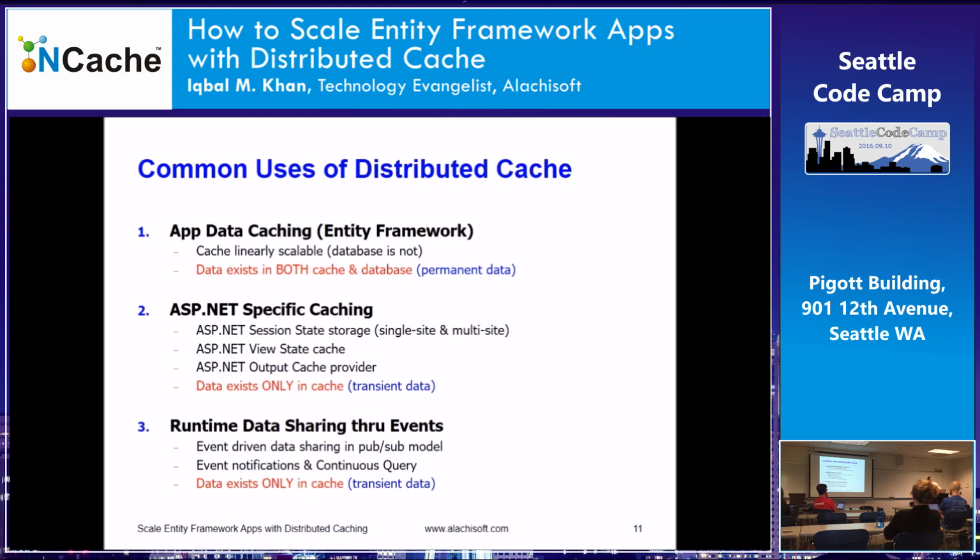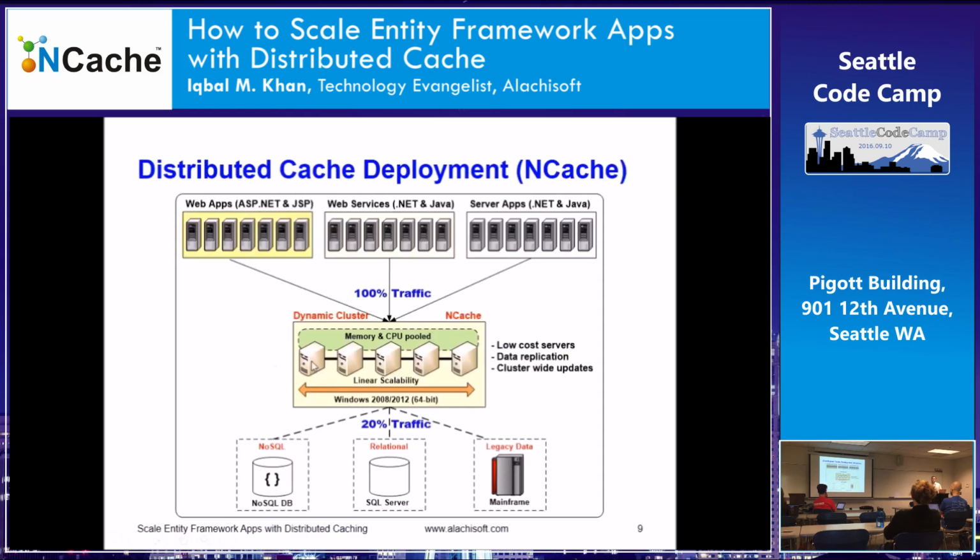So the needs for an ASP.NET specific caching are not as much about synchronizing the cache with the database as they are about keeping the cache highly available. So the data is never lost. And how do you ensure that? You ensure that through replication. So if you have multiple servers, the data should never exist only on one server.